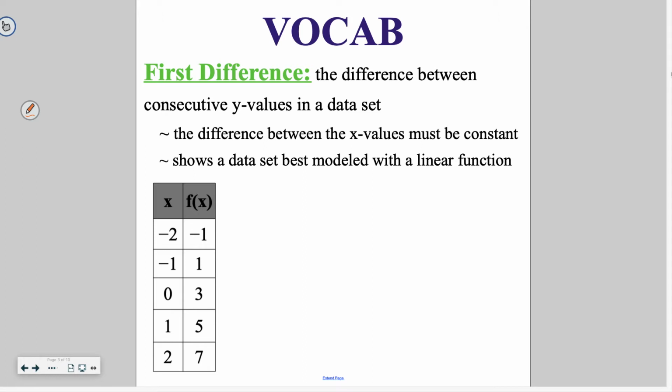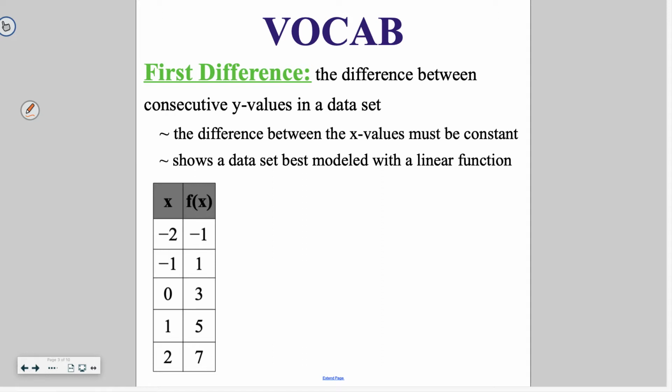The first thing that we're going to look at is called the first difference. So that means the difference between consecutive y values in a data set. So we're looking to see the difference, so the subtraction between the y values. One thing to note is that it has to be a constant difference between the x's for this to work.